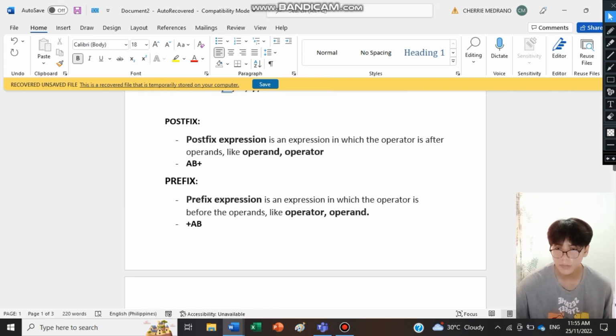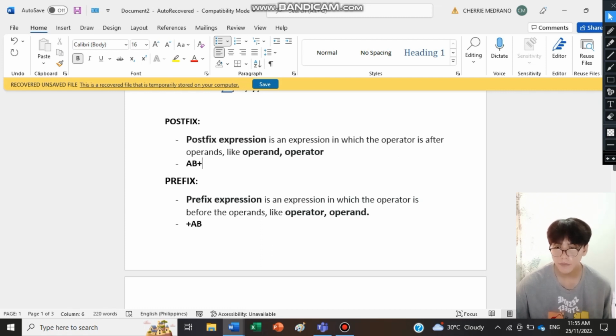So now we have the postfix expression. A postfix expression is an expression in which the operator is placed after the operands, like operand, operand, operator. And this is what it looks like: A, B, plus. As you can see here, the plus operator is now placed after the operands. So this is what a postfix looks like.